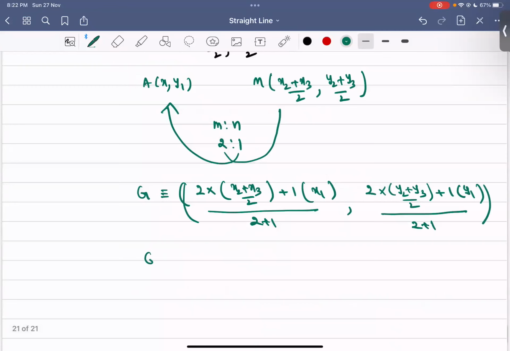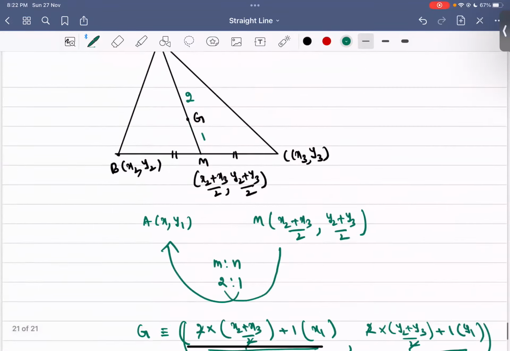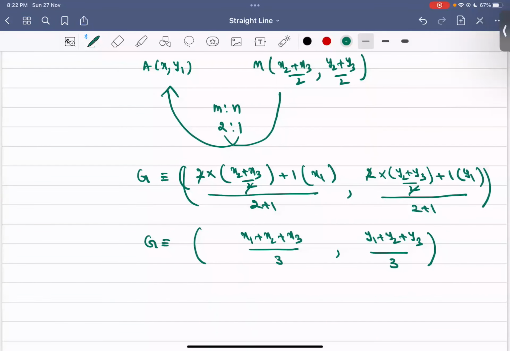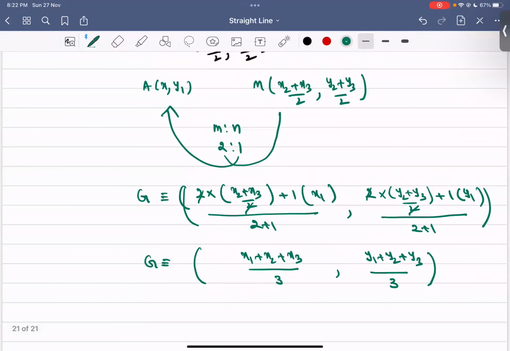So this is equal to, the centroid is equal to, so this 2 cancels, here also 2 cancels. Here you are left with what? (x1 plus x2 plus x3) by 3, comma, (y1 plus y2 plus y3) by 3. So this is the proof. Okay? Therefore, the centroid is the sum of the x coordinates by 3, comma, the sum of the y coordinates by 3. This is the centroid.